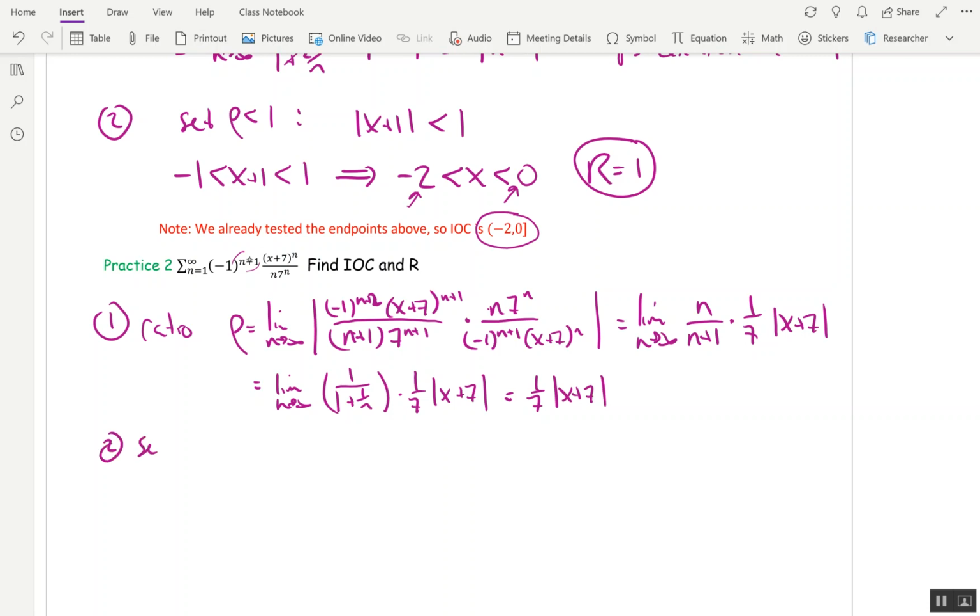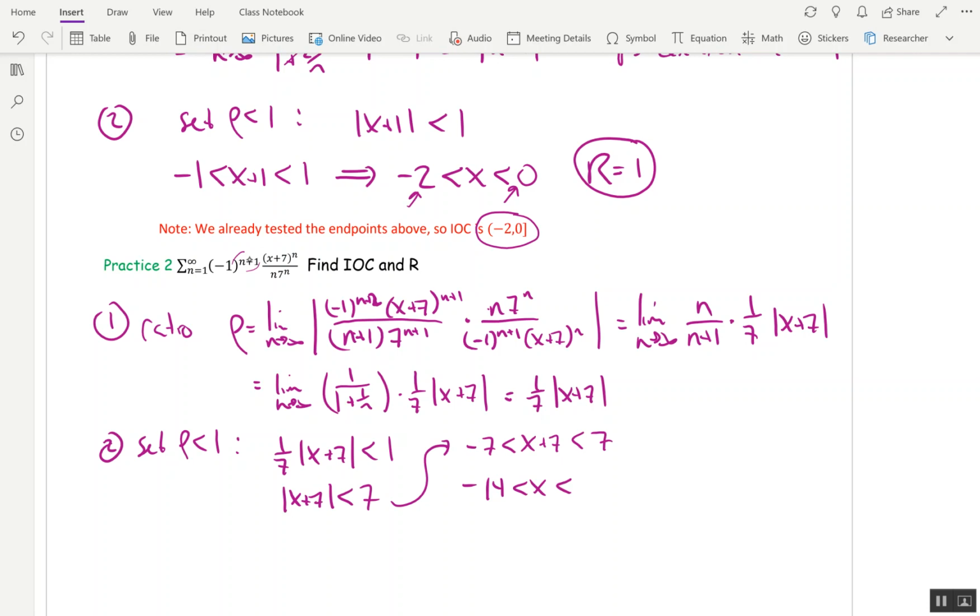Okay, 2. Set rho less than 1, because we're on the middle path. So we've got 1/7 absolute value of x plus 7 less than 1. Multiply by 7, so you isolate the absolute value. And now remove the absolute value. You move over here. Negative 7 less than x plus 7 less than 7. And finally, subtract 7 from all three sections. So negative 14 less than x less than 0.